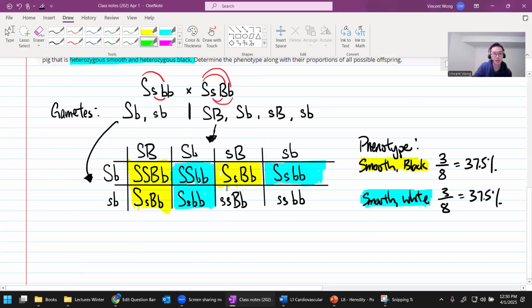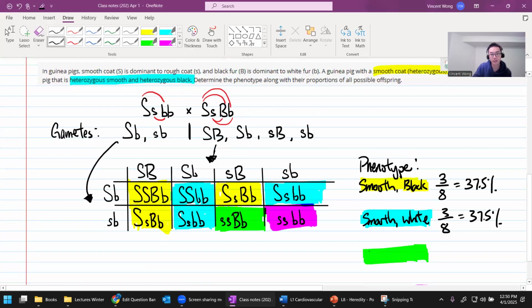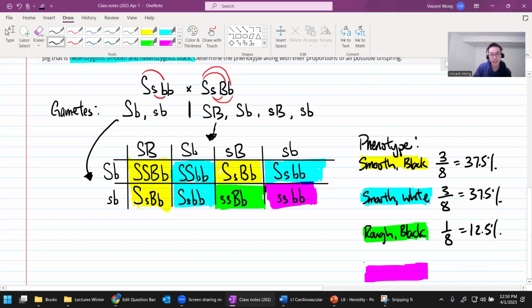37.5. And just very briefly, we have this one here. What is this though? What's the phenotype of that? For the green one right here. Small s, small s. So it's not smooth. It is rough, rough and black. And that's 1/8, 12.5. Similarly, here we have smooth though, smooth and white, which is 1/8. Now I want to caution you.